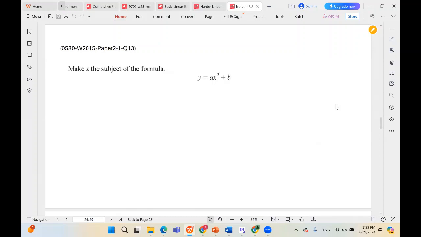Here we want to make x the subject of the formula. So take the b to the other side. You have y minus b equals ax squared. Divide both sides by a. These will cancel out. And then you'd be left with x squared equals y minus b over a.